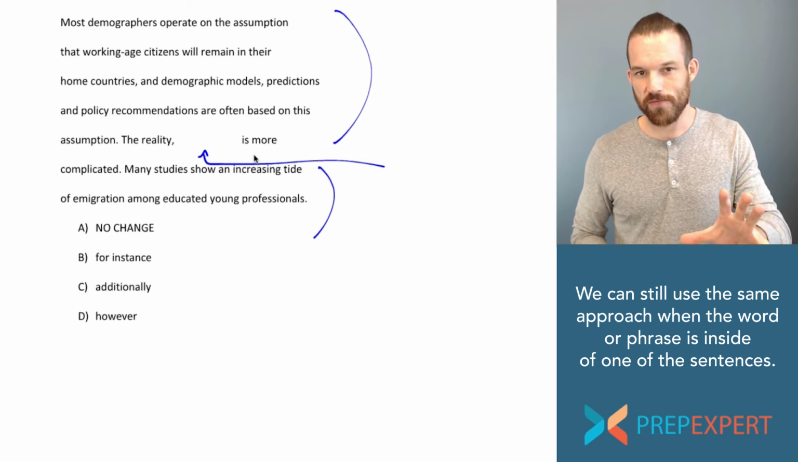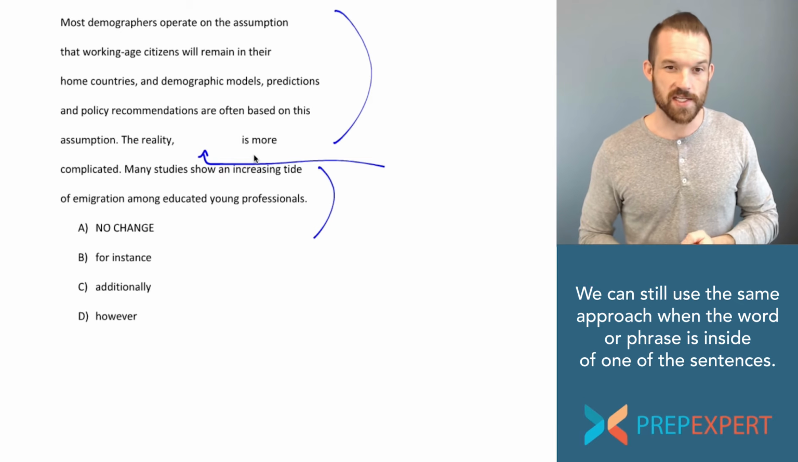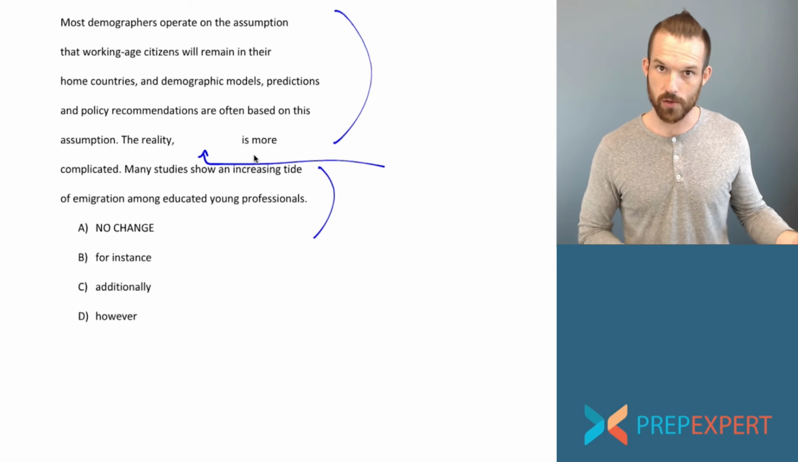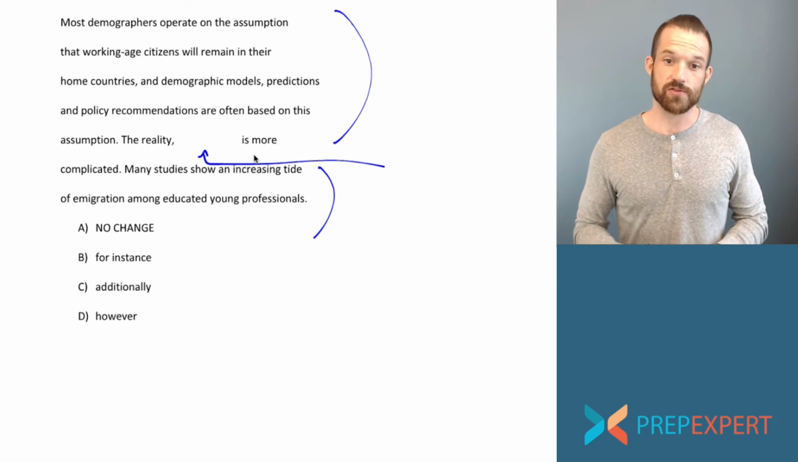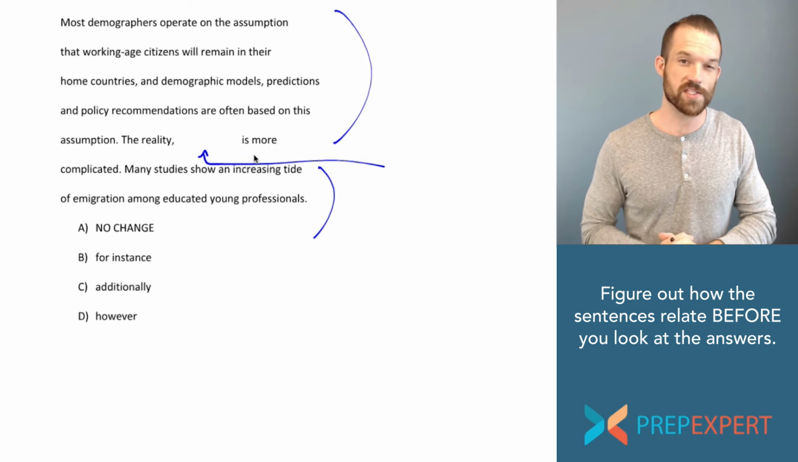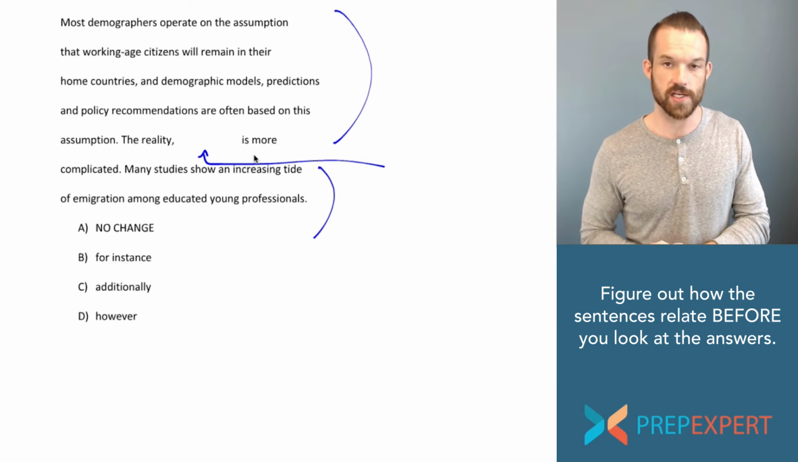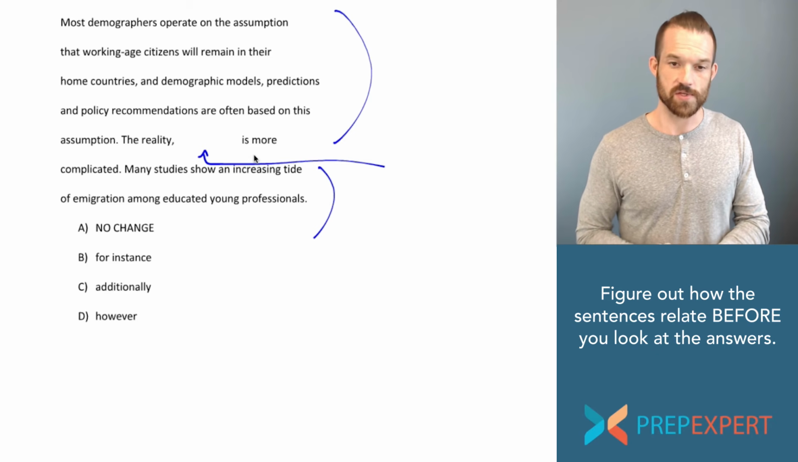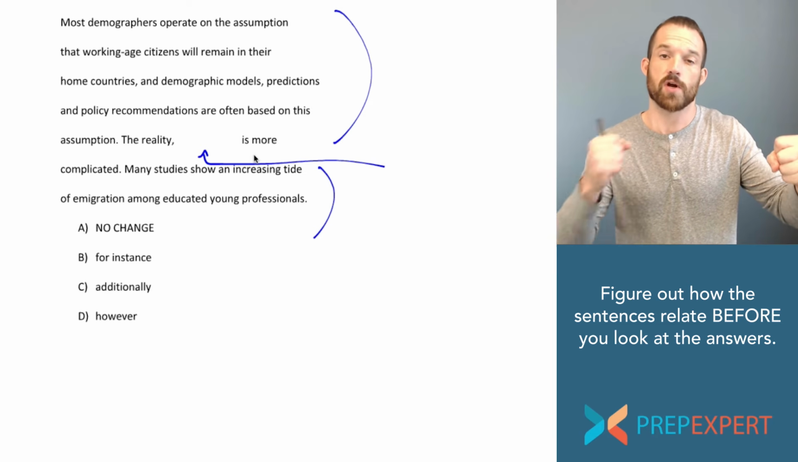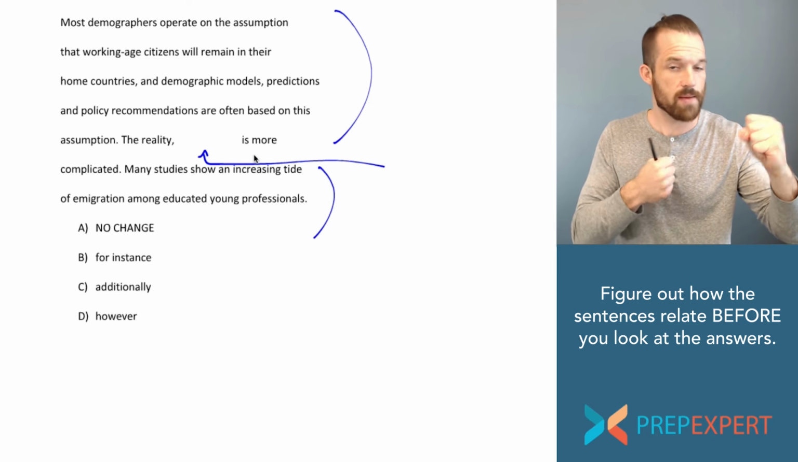So what comes before is that demographers operate on the assumption that working age citizens will remain in their home countries and not leave their home countries. What comes after is the reality is more complicated. Many studies show an increasing tide of emigration among educated young professionals. So it sounds like what comes before is that demographers assume people stay home. And what comes after is that in reality, that may not be the case.